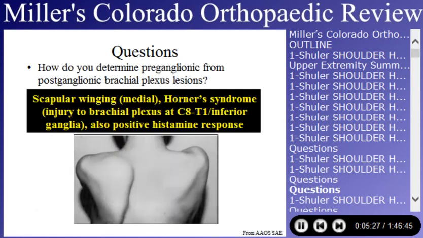How do you determine then preganglionic from postganglionic brachial plexus lesions? It's medial scapular winging, Horner's syndrome if there's an injury to the inferior ganglia of the brachial plexus or the stellate ganglion. And something that I haven't seen tested in years, but it was some of the material that I was reviewing for my board exam. It's also associated with something called a positive histamine response. And here's a clinical diagram. Patient had trauma, medial scapular winging.